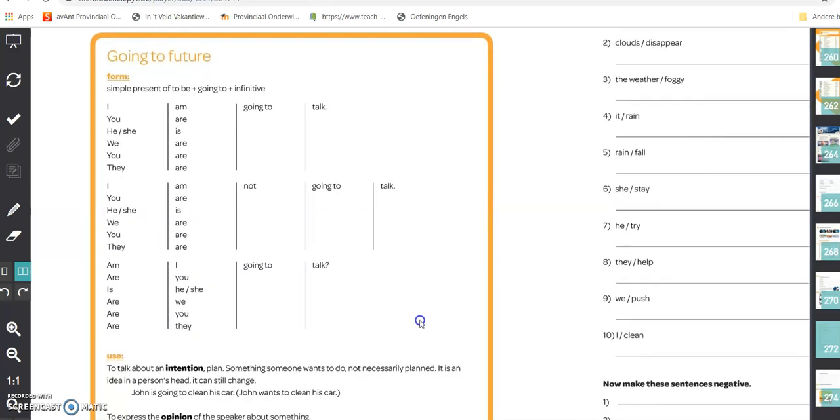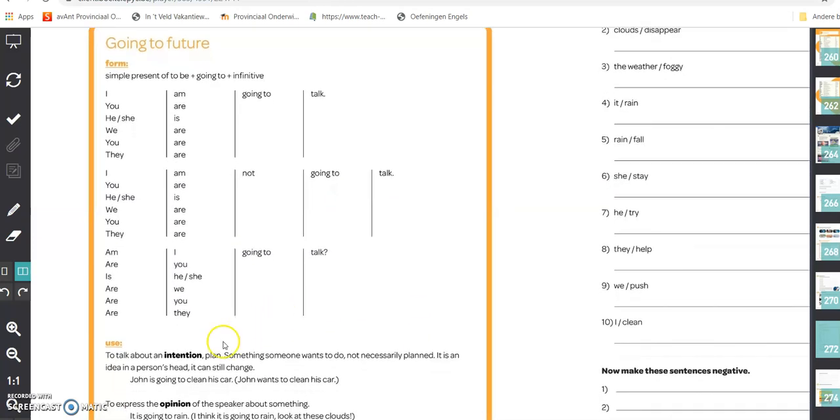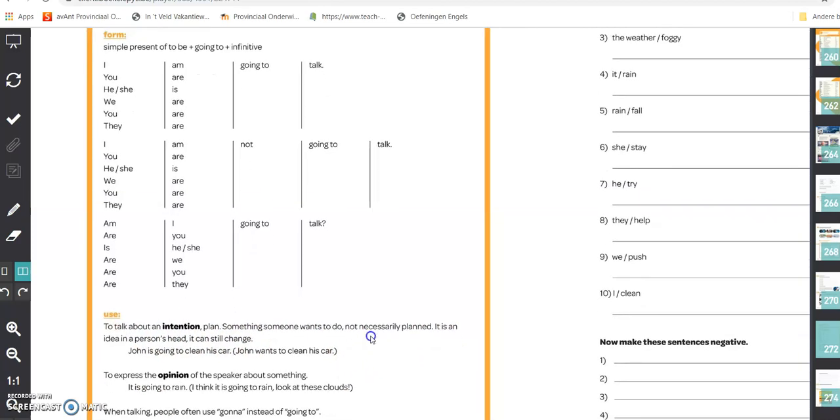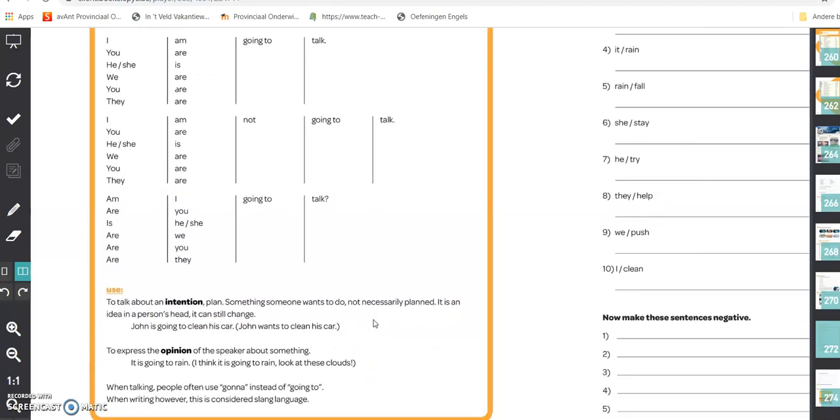So when do we use this? To talk about an intention, en dus een bedoeling, iets dat je van plan bent om te doen. Something someone wants to do, not necessarily planned. En dus het is niet altijd gepland. It is an idea in a person's head. It can still change. Yes, for example, John is going to clean his car. And John wants to clean his car.